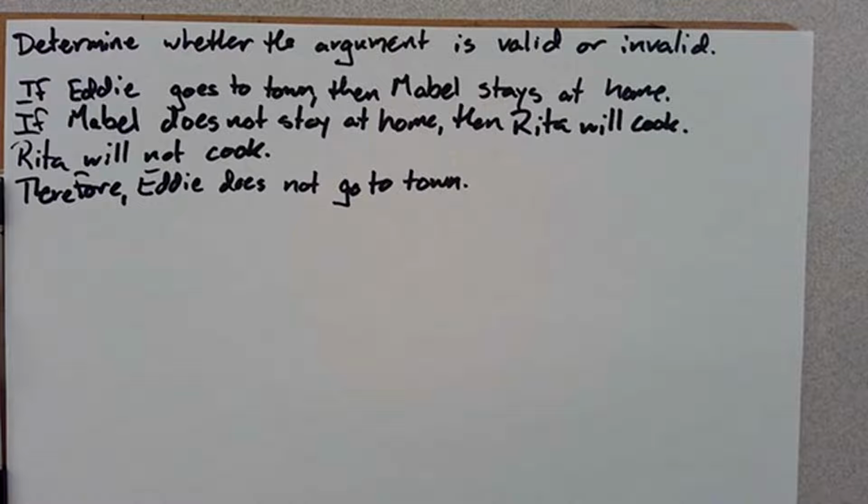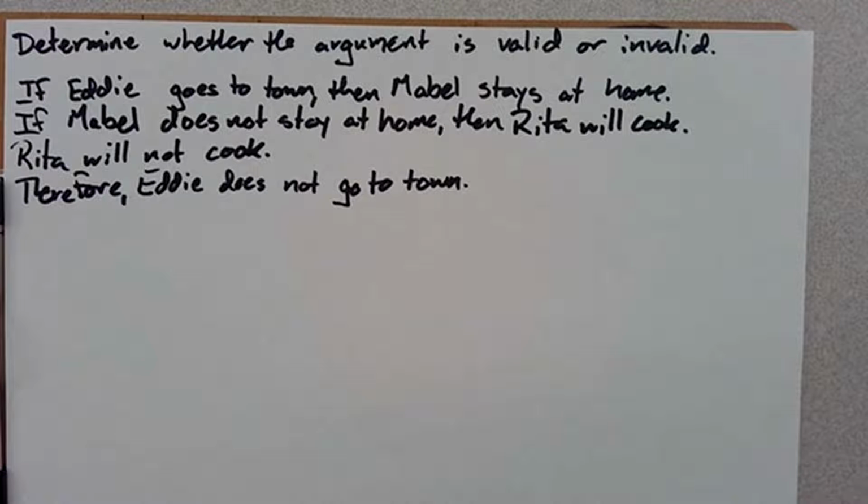In this video, we are going to look at the problems in the 3-6 slides. I don't have the slides on hand, so we're just going to go with these, excuse me, problems that I've written down here. First, we're asked to determine whether the argument is valid or invalid.